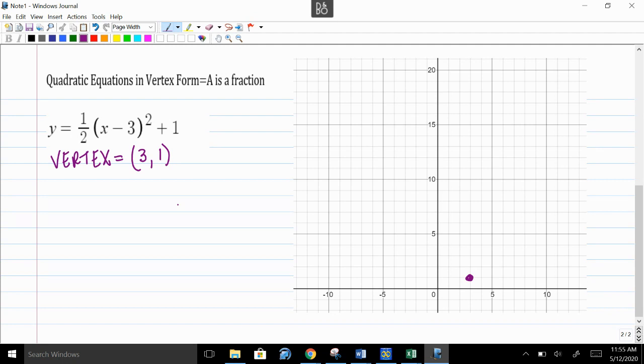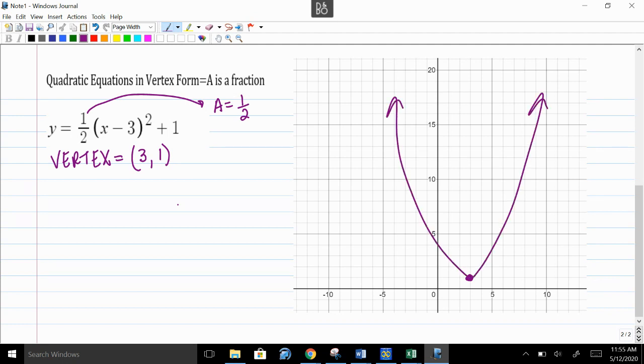Now we've gone over a couple things here. If you remember from previous videos, your A value, which I'll pull to the side here, is a positive 1/2. So we know our parabola is going to go up in some way, shape, or form. We talked about that. We also talked about the value of A determining if the graph is nice and skinny or if it's going to get wide, kind of fat, for lack of a better way of saying it.